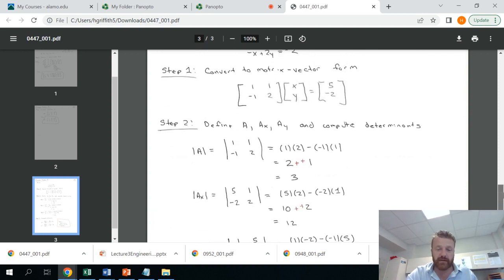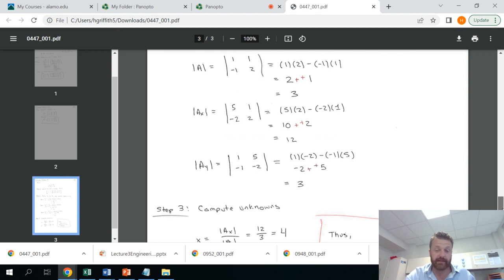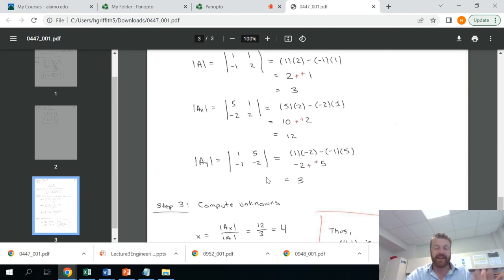How do I form the augmented matrix AY? Well, it's the second unknown, so leave the first column alone. And for the second column, swap in the constant vector. And you notice that's what I've done here. You kind of see the pattern now. Compute the determinant, you get 3.